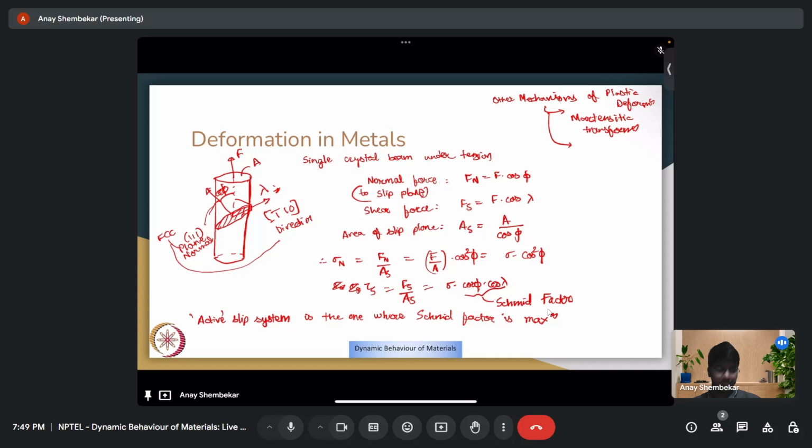Another mechanism is called twinning. Particularly here we refer to mechanical twinning, which is also caused by shear stress. But what happens is that the crystal structure itself gets deformed, so displaced. Suppose I have a material like this.